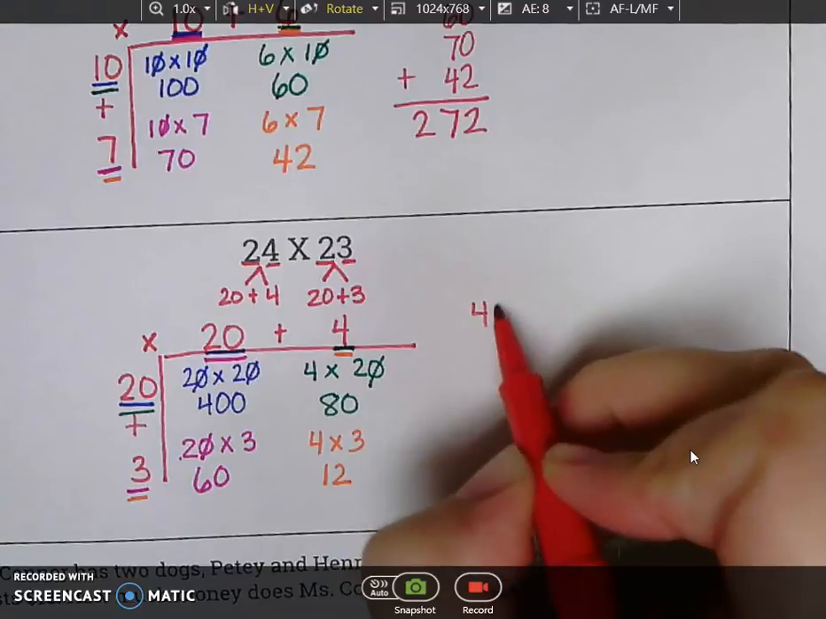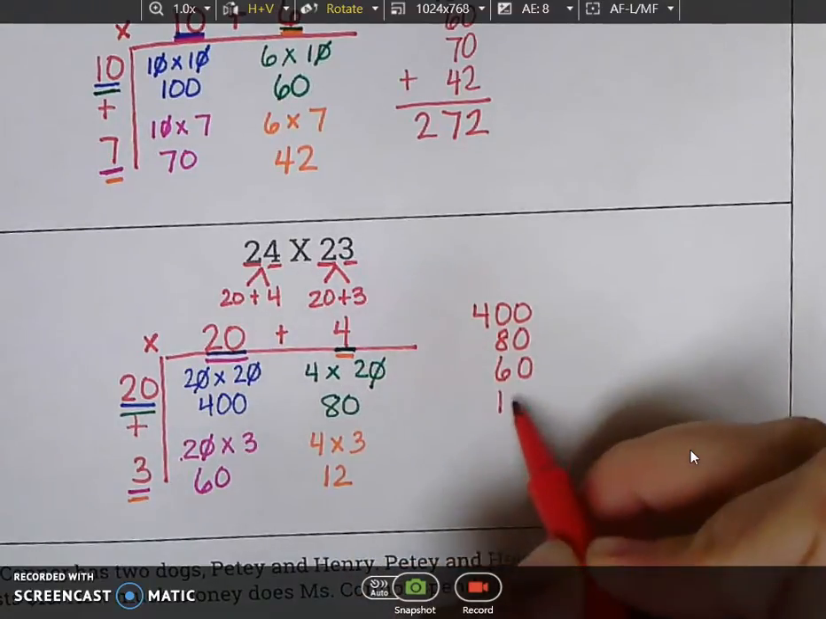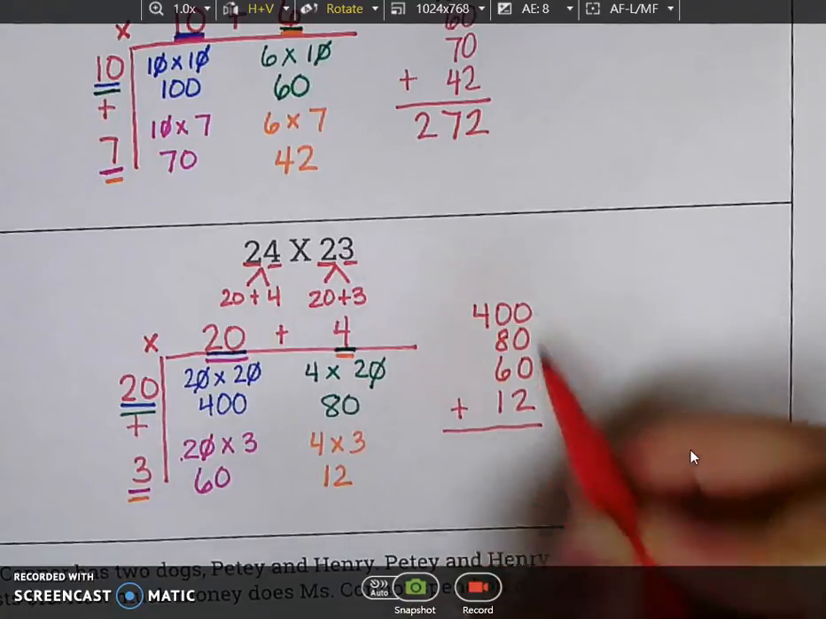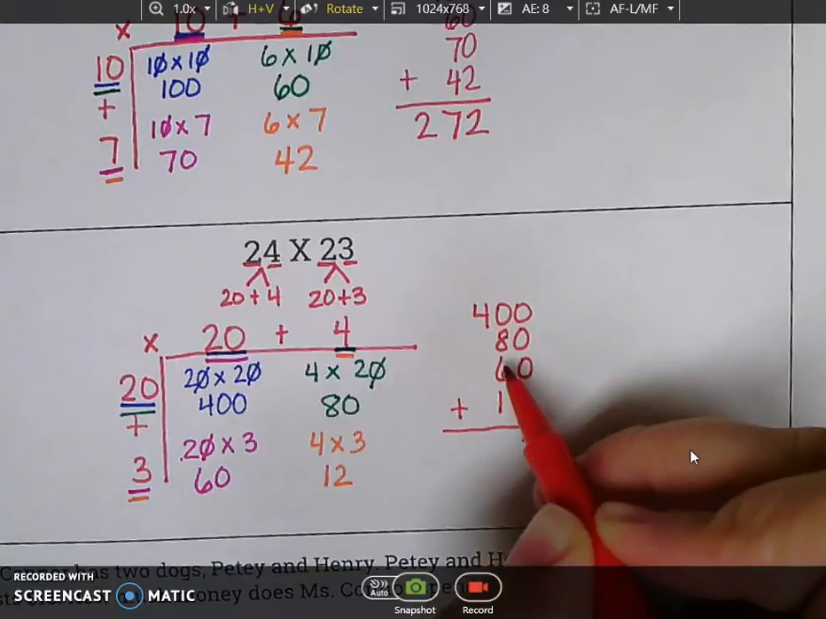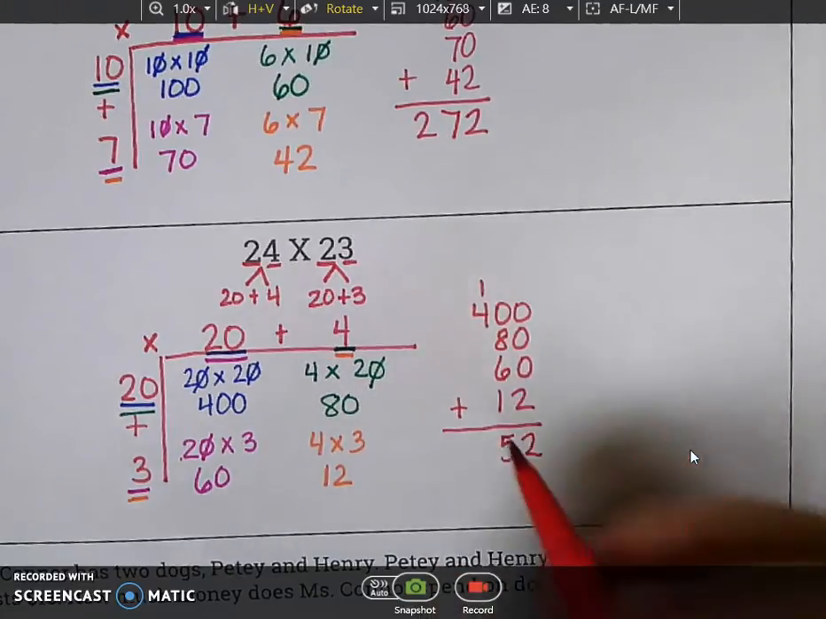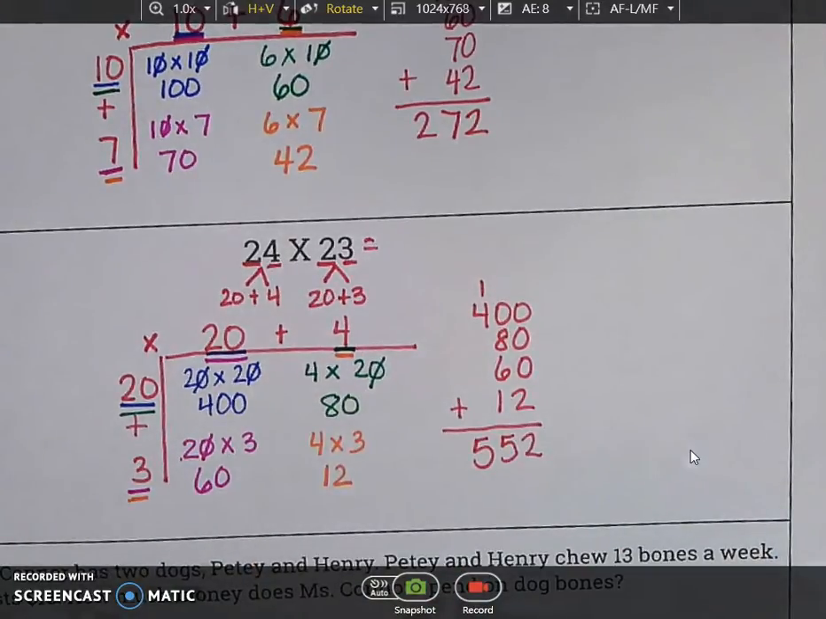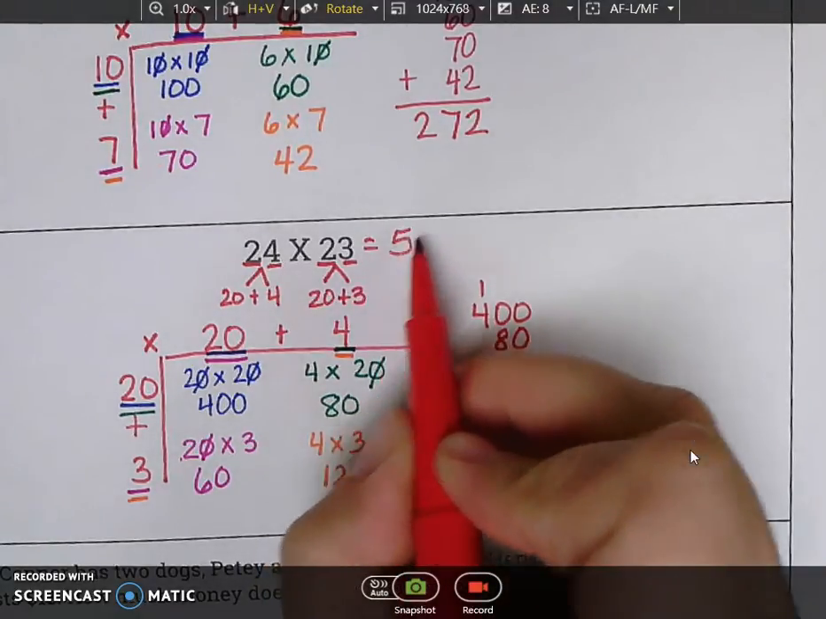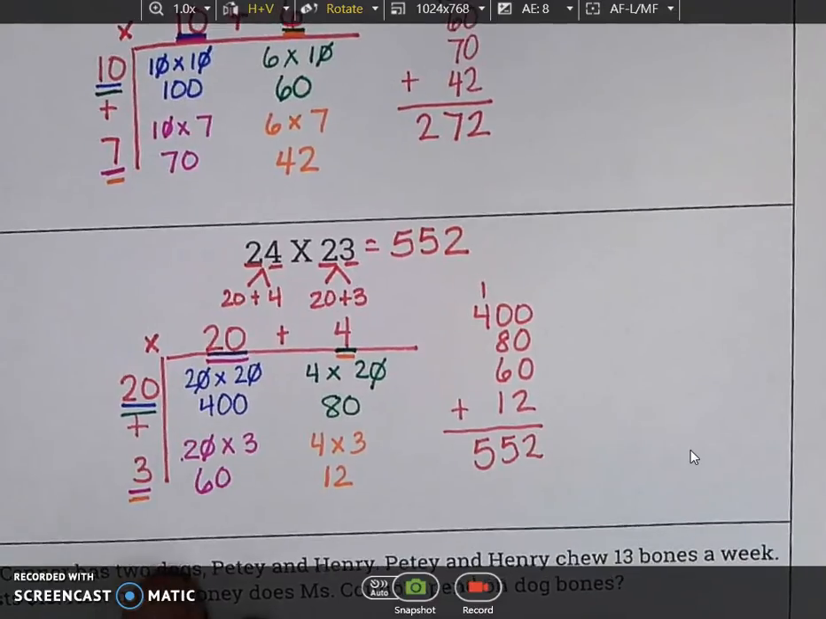So now I just need to add all those partial products up together. So 400 plus 80 plus 60 plus 12. 0 plus 0 plus 0 plus 2 is 2. 0 plus 8 plus 6 is 14. Plus 1 is 15. 1 plus 4 is 5. So my product of 24 times 23 would be 552. I'm going to do the word problem on the next video.